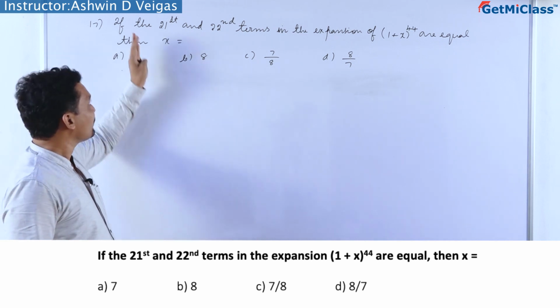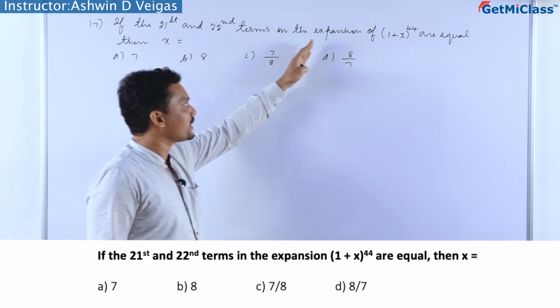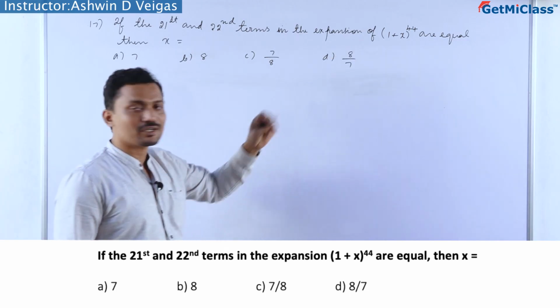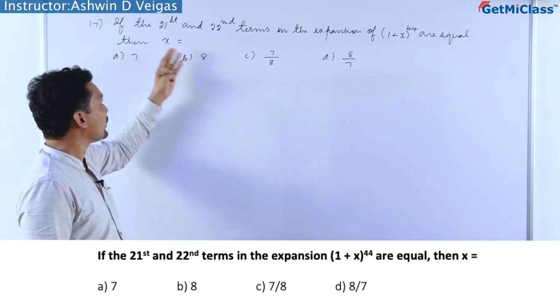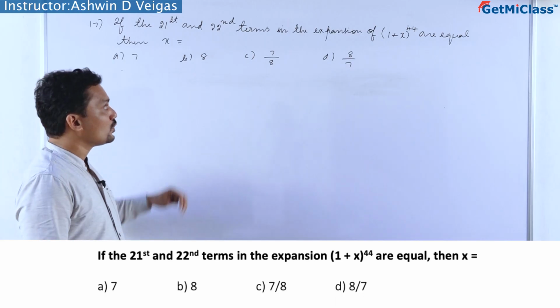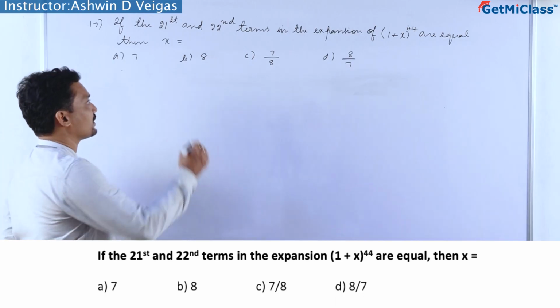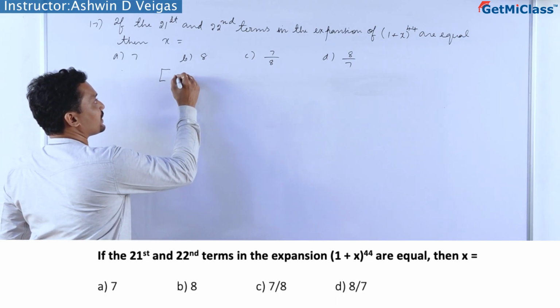17th question: if the 21st and 22nd terms in the expansion of (1 + x)^44 are equal, we have to find the value of x. So here we have to go by a concept. Okay, the concept is like this.